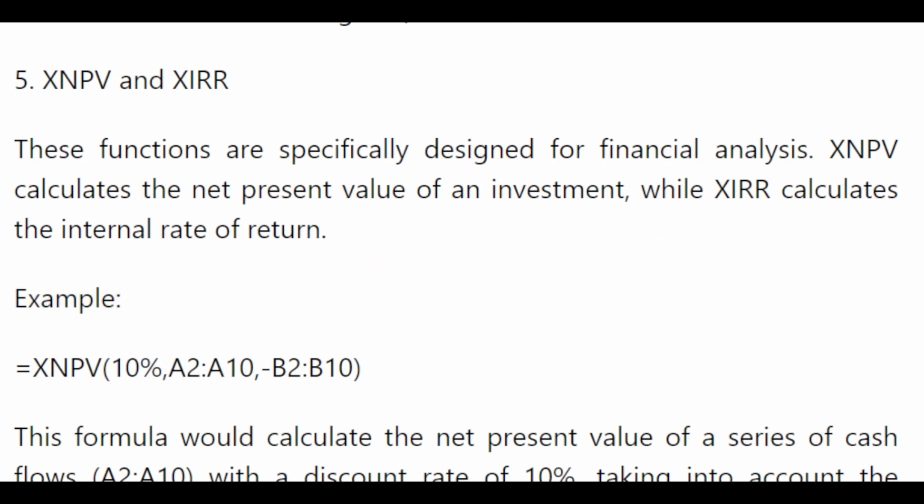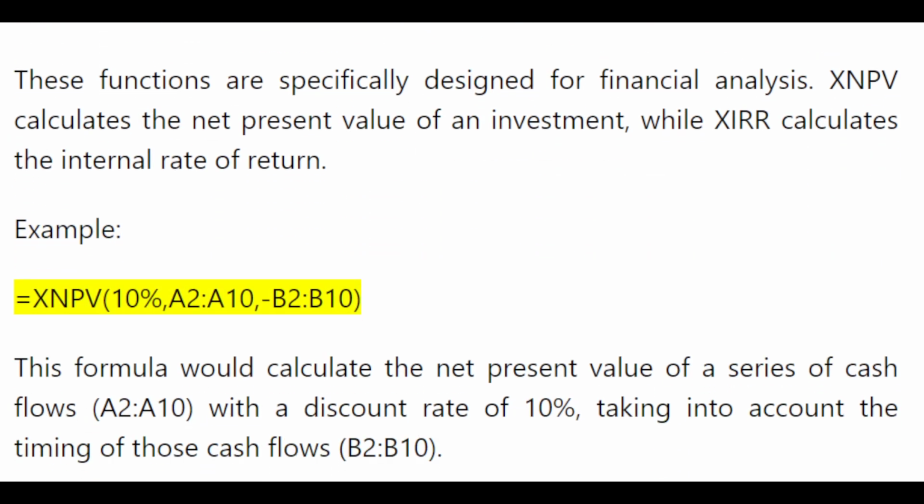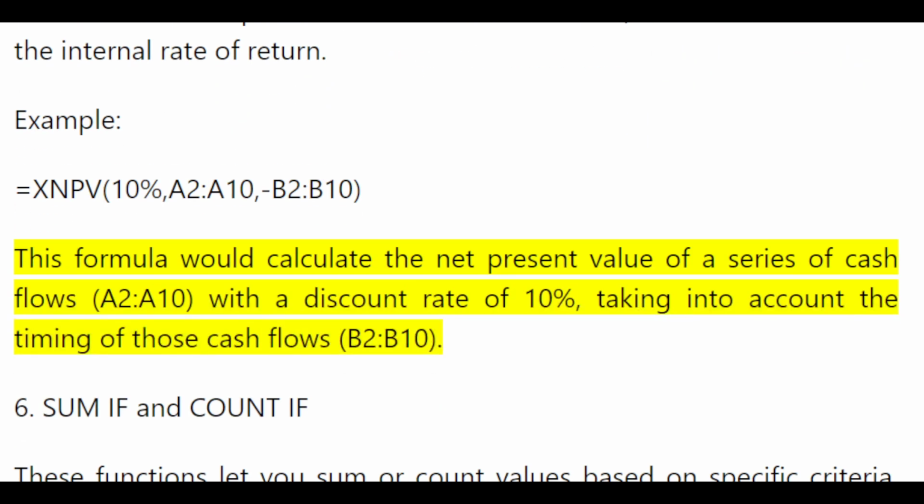Example: =XNPV(10%, A2:A10, B2:B10). This formula would calculate the net present value of a series of cash flows A2:A10 with a discount rate of 10%, taking into account the timing of those cash flows B2:B10.